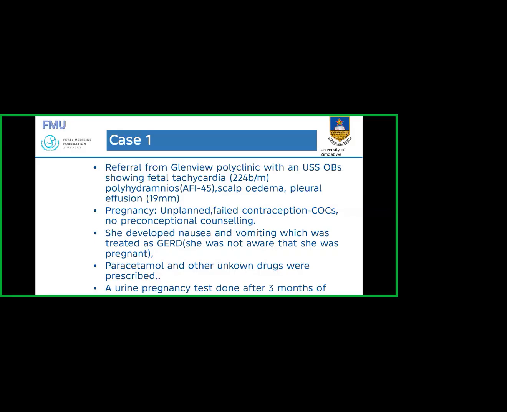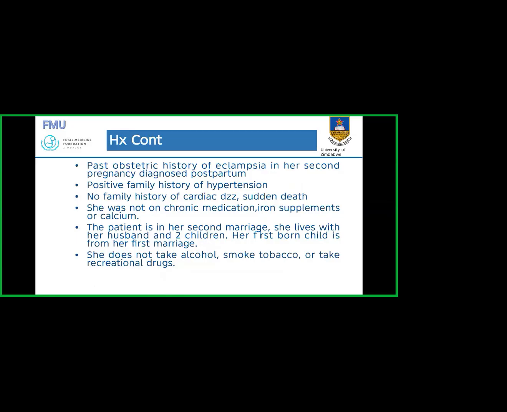So the pregnancy was unplanned. It came about as a result of failed contraception. She was on control pills. She did not receive any preconceptional counseling. She just developed nausea and vomiting, which was treated as gastroesophageal reflux. At the time, she wasn't aware that she was pregnant. The drugs that she was prescribed, she only remembers that she was put on paracetamol and other drugs she couldn't remember. She then did a urine pregnancy test after 3 months of amenorrhea, which came back positive.